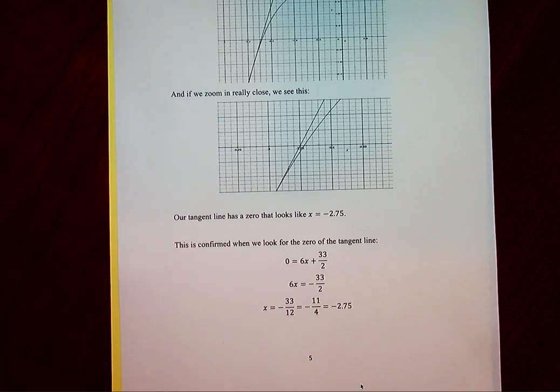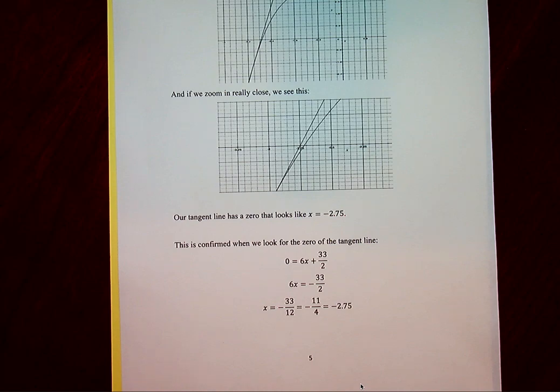Now, that's not bad, right? We chose a value of x that was sufficiently close to the 0, and the equation of our tangent line brought us even closer to the new 0.